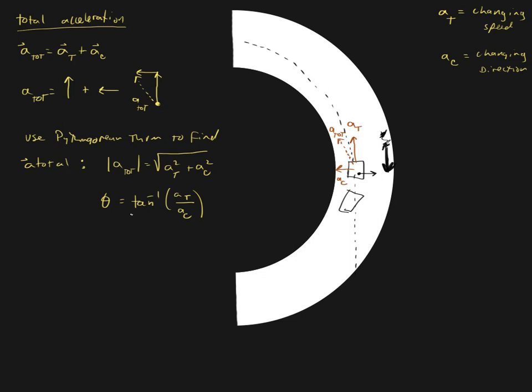And then finally, if you want to get the direction of that acceleration, you would have to use the inverse tangent function. Now, the last thing that I want to say about total acceleration is this is something that we're not going to put a lot of emphasis on in this course, but you do need to be aware of it.